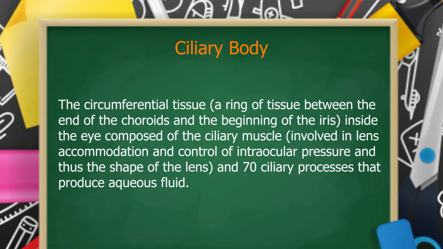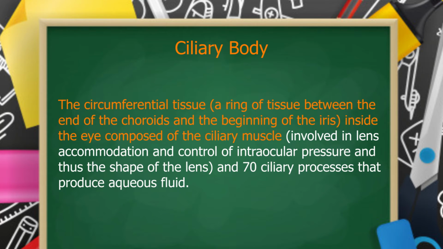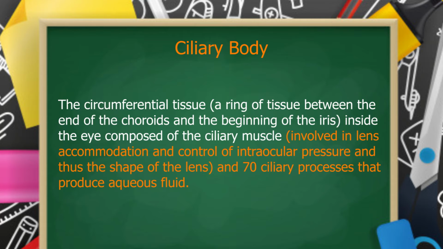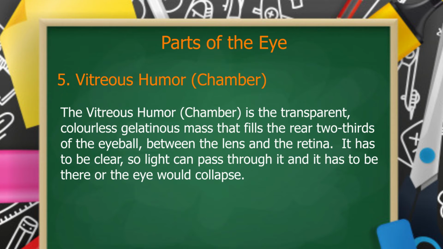What is the ciliary body? The ciliary body is the circumferential tissue, a ring of tissue between the end of the choroid and the beginning of the iris, inside the eye, composed of the ciliary muscle, involved in lens accommodation and control of the intraocular pressure and thus the shape of the lens, and 70 ciliary processes that produce aqueous fluid. We're now going to look at the vitreous humor chamber.